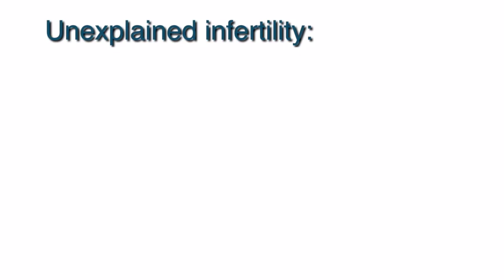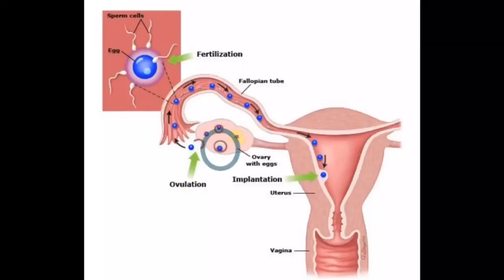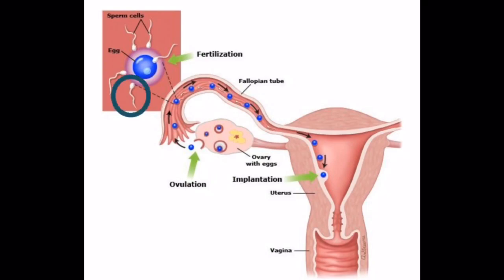Unexplained infertility can be due to couples just falling on the lower end of the spectrum in terms of conceiving, or it can be due to causes that we cannot identify with our current testing methods. Sometimes this can be due to issues related to the egg or sperm or implantation.